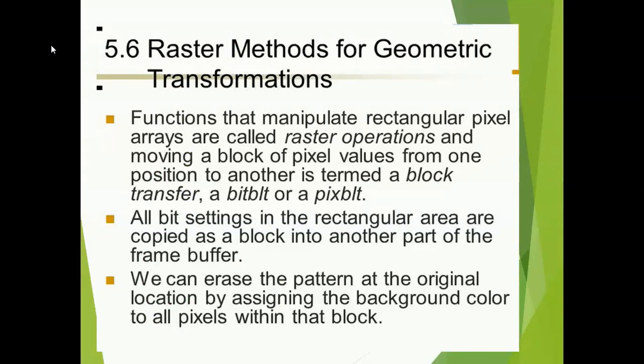Today let us discuss raster methods for geometric transformations. In earlier sessions we had discussed raster systems. In raster systems you will have a buffer called the frame buffer where you store the information. What kind of information may you be storing in the frame buffer? You'll be storing the color, the size of the pixel, or the coordinate information of an object. So every piece of information of a particular object, whatever you want to display on the screen, is stored initially in the frame buffer.